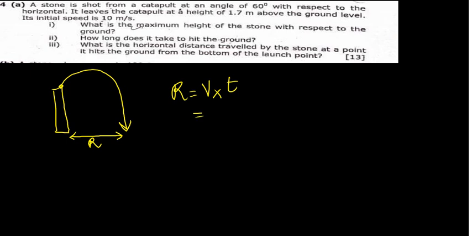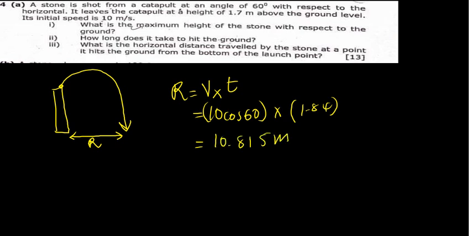So velocity in the x is given by velocity cos theta. In this case the velocity is 10 cos the angle 60. Then multiply by the time of flight, and we calculated the time of flight as 1.84. So this is going to give us 10.815 meters. So this is going to be the range then for this question.